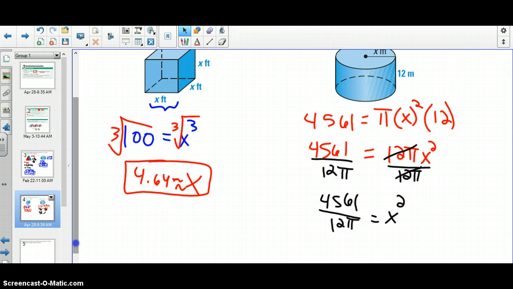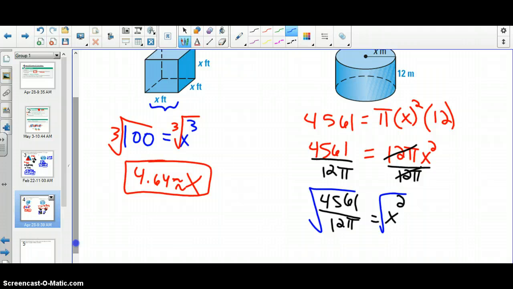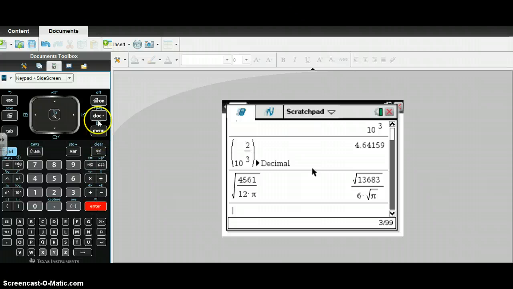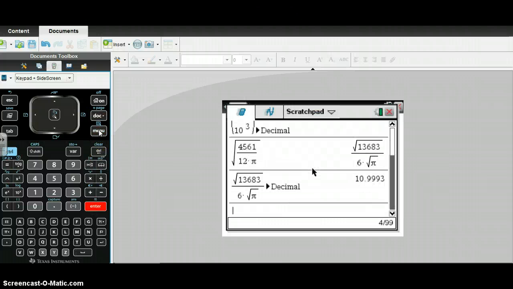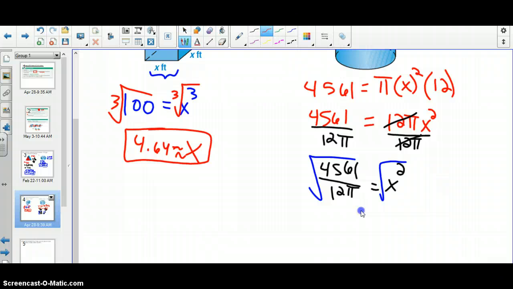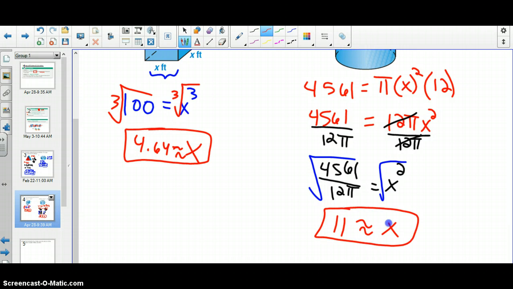And then what would you do to get x by itself? You all know you would square root both sides, right? So I'm going to do this on the calculator as well to get a good exact, or I guess rounded, answer. So I'm going to take the square root and then put a fraction in there of 4,561 divided by 12 pi. Now you can stop the video and see where my keystrokes were, and then I'm going to round that. So this value here for x is about 11. And that should be in meters. This one before should have been feet.